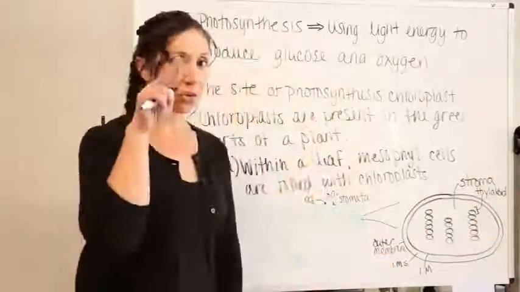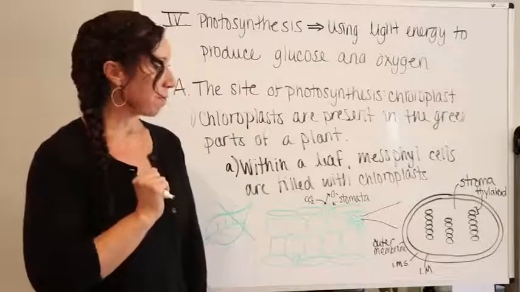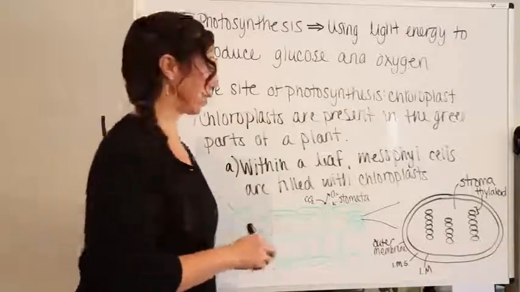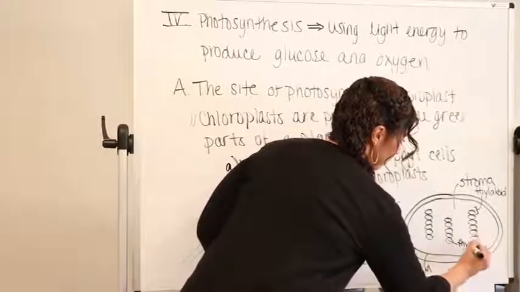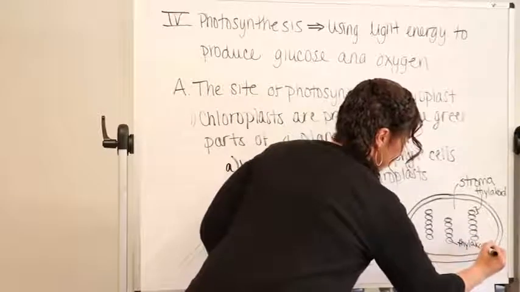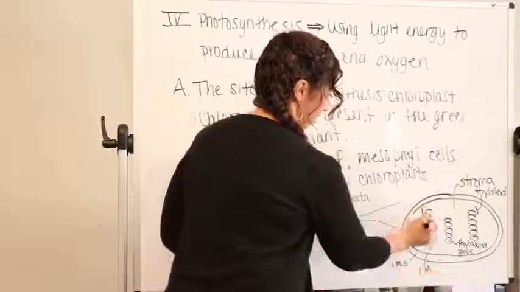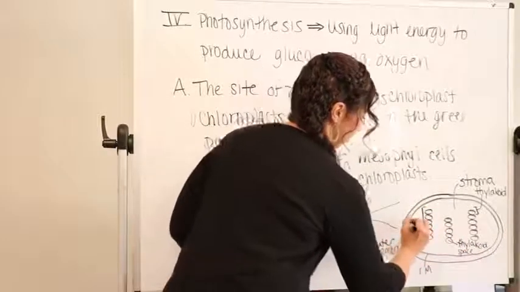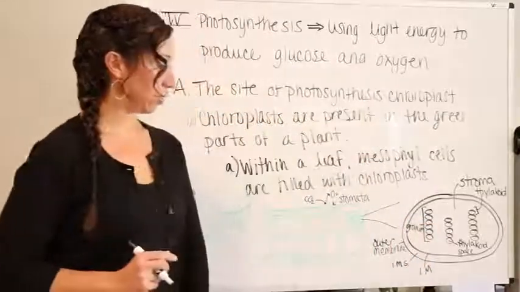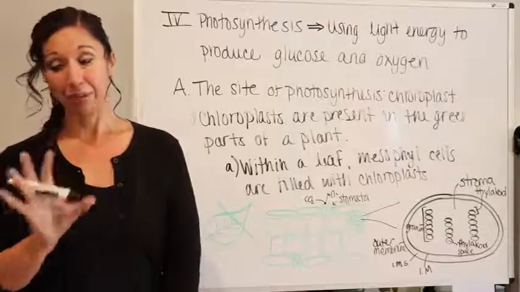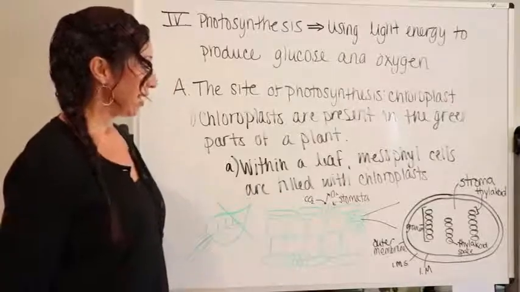And each thylakoid is a membrane wrapped around, so it's like membrane, membrane, membrane. And inside the thylakoid is the thylakoid space. And a stack of thylakoids is called a granum. G-R-A-N-U-M. Okay, now we've got the base layout of where photosynthesis is occurring.